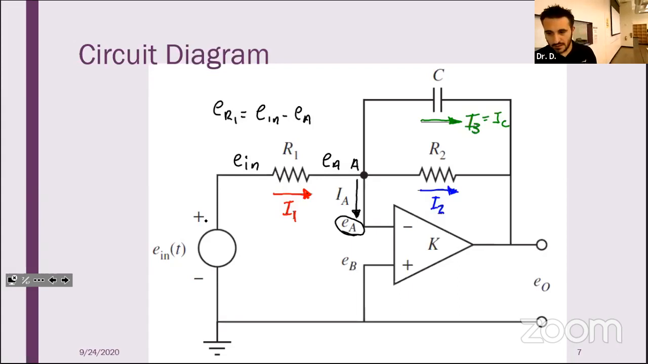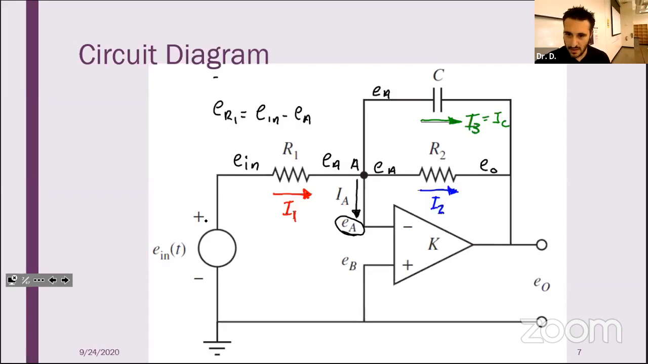Well, a node doesn't dissipate voltage. The only thing that takes voltage away is passing through an element. All elements have a voltage drop associated with them, but this node doesn't. So this voltage here, if it's EA on one side, then it's EA on all sides. What is the voltage drop across the resistor? It drops like that.